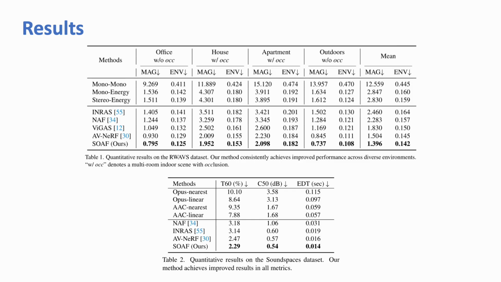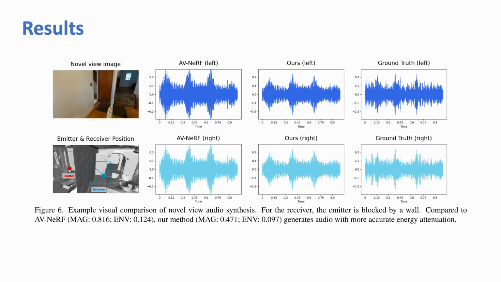On SoundSpaces, we adapt our method to predict room impulse responses without any architectural changes or additional supervision. The consistent improvements further demonstrate the effectiveness of our proposed priors in guiding the learning of acoustic fields. Here is a visual comparison of the novel view audio synthesized by our method and the baseline AV-NeRF. When the sound source is occluded by the wall, our method generates audio with more accurate energy attenuation.